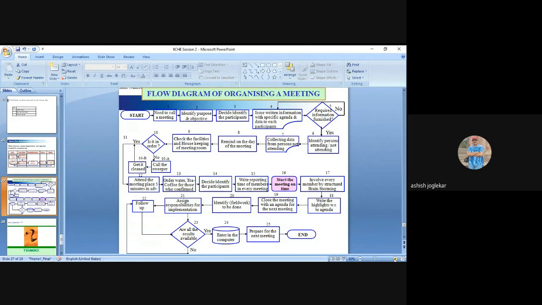Then issue an agenda. You have to write the agenda. On the agenda, what do you write? Names of the persons participating. X, Y, Z will participate. A, B, C will be there. And what is the data? What are the points that will be discussed?